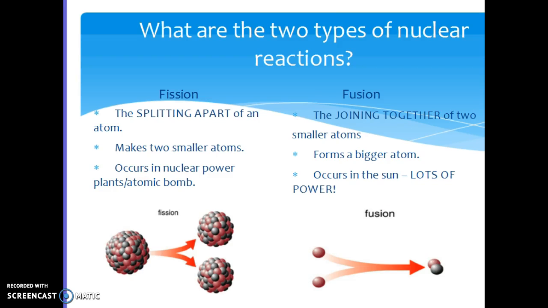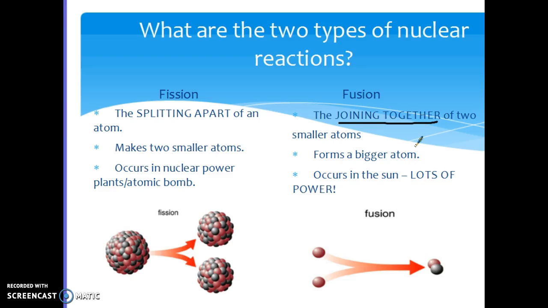Okay, the last skill that you need to know about nuclear reactions are the 2 types. They are fission and fusion. Although they sound alike, they are very different from one another. Let's start with fusion because I think everyone knows what the word fuse means. Fusion is when 2 smaller atoms join together to make a larger one.